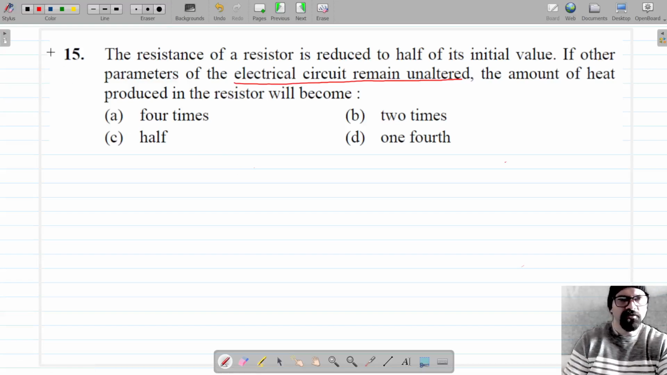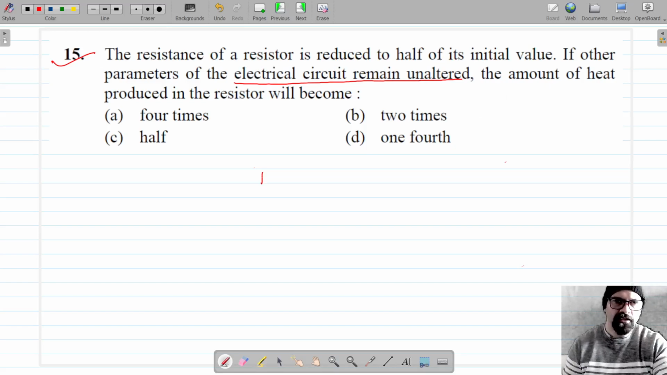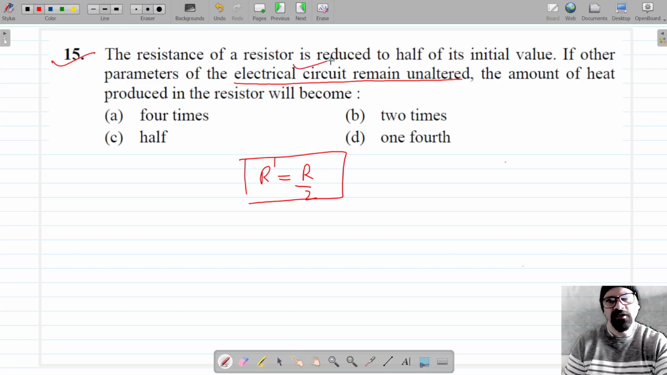Okay, for the next question, this is question number 15. The resistance of a resistor is reduced to half its initial value. Let R dash be the new resistance and R the initial resistance. If other parameters of the electrical circuit remain unaltered, the amount of heat produced from the resistor will become.